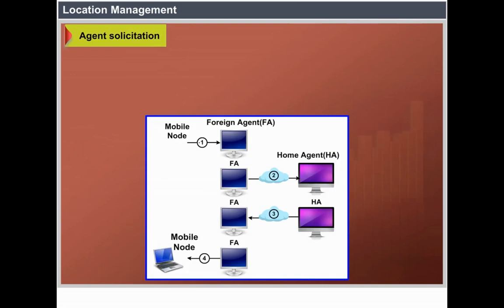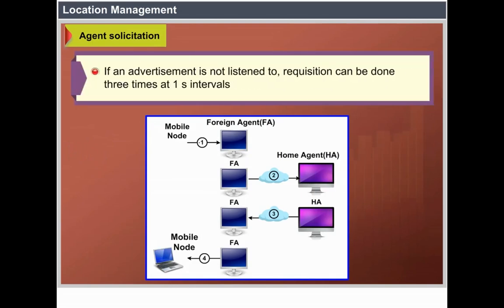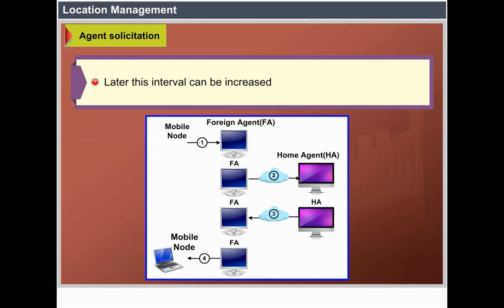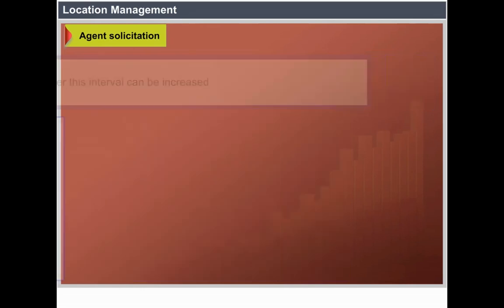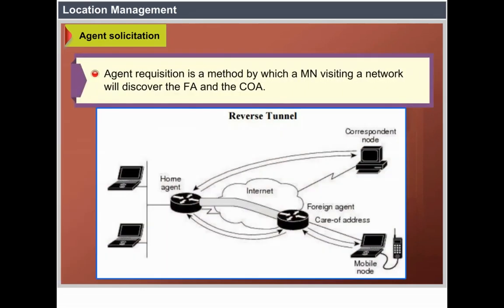Agent solicitation. If an advertisement is not listened to, solicitation can be done 3 times at 1 s intervals. Later, this interval can be increased. Agent solicitation is a method by which an MN visiting a network discovers the FA and the COA.